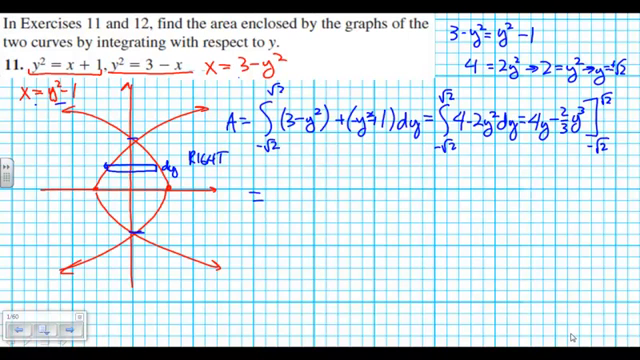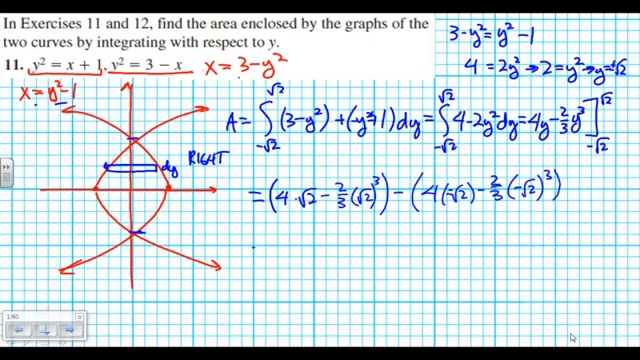From there, we're going to evaluate it at the upper bound, 4 times root 2 minus 2/3 times root 2 cubed, and here we have at the lower bound, minus 4 times negative root 2, so negative, minus 2/3 times negative root 2 cubed. Okay, let's see if we can clean this up at all.